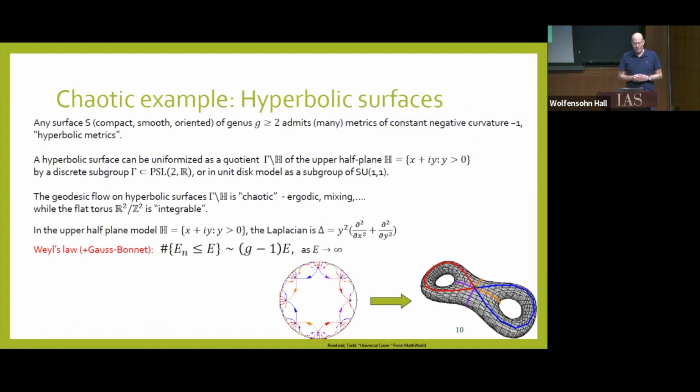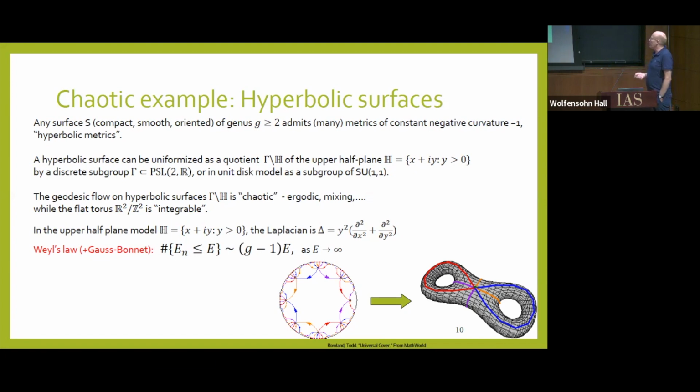And for me, the first thing is, instead of flat surfaces, which means constant curvature 0, you take constant curvature but negative. So any surface of genus at least two will admit metrics of constant negative curvature. They are called hyperbolic metrics. And any such hyperbolic surface can be uniformized the same way we uniformize the flat torus, as the Euclidean plane modulo a lattice. You uniformize it as the quotient of the hyperbolic plane modulo a lattice, meaning a discrete subgroup of orientation preserving motions.